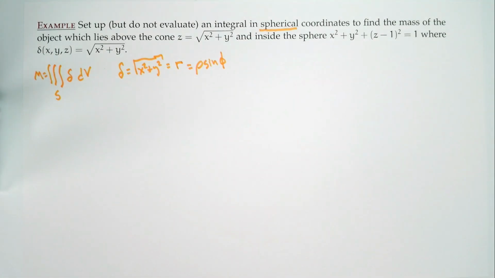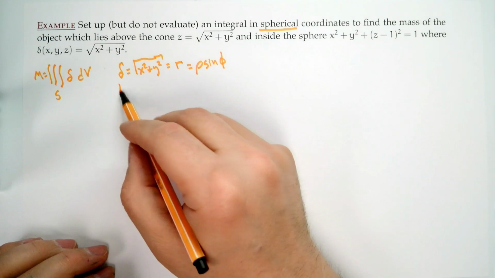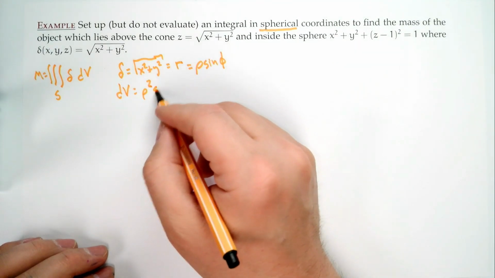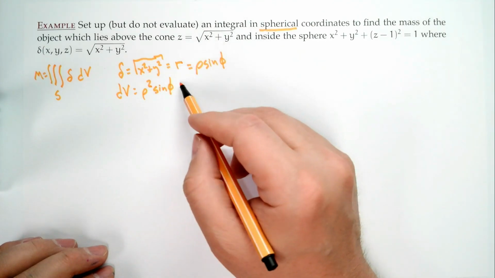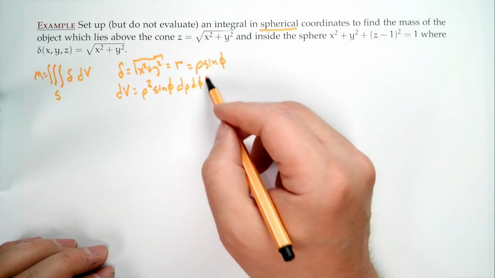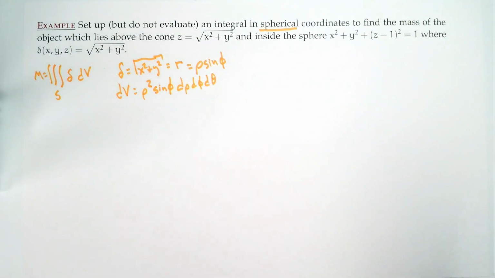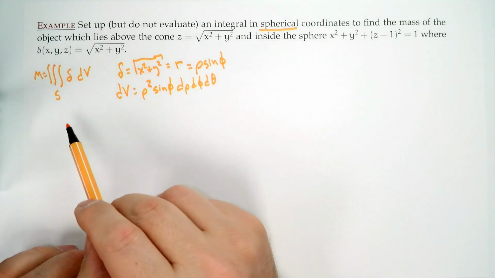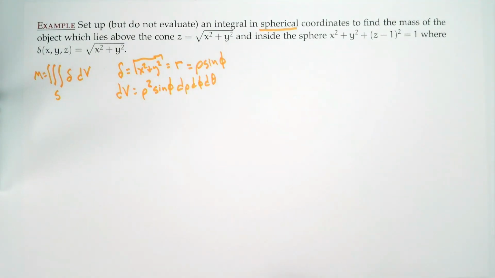Now that's the density. What about the dV? The dV is rho squared sine of phi, then you get d rho, d phi, d theta. There's our dV: rho squared sine of phi, d rho, d phi, d theta. That takes care of the density and the dV. We're almost done.